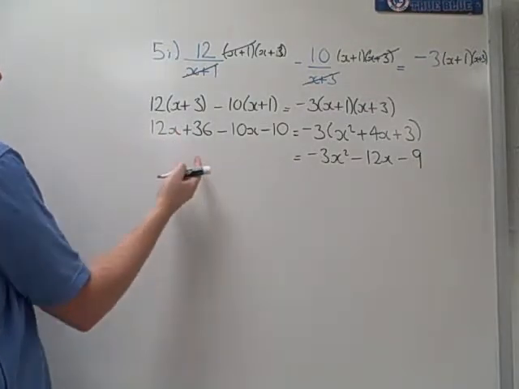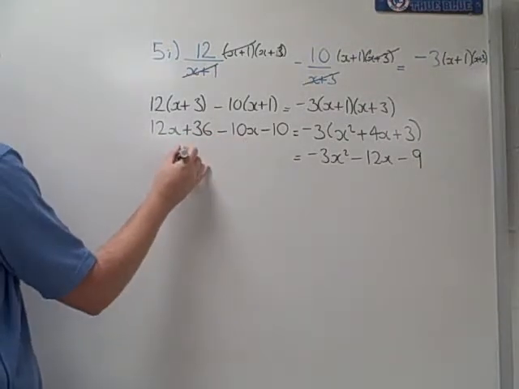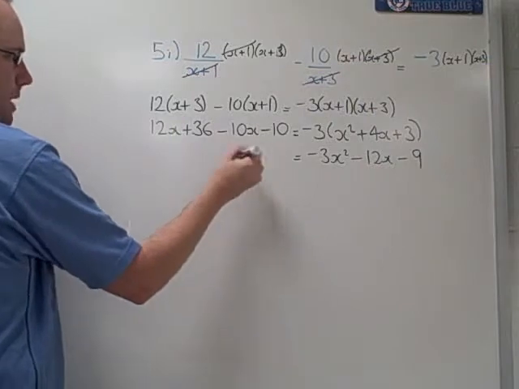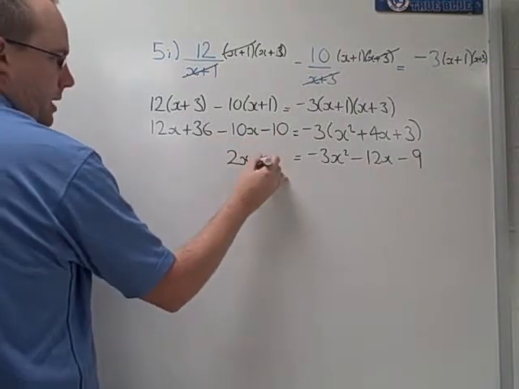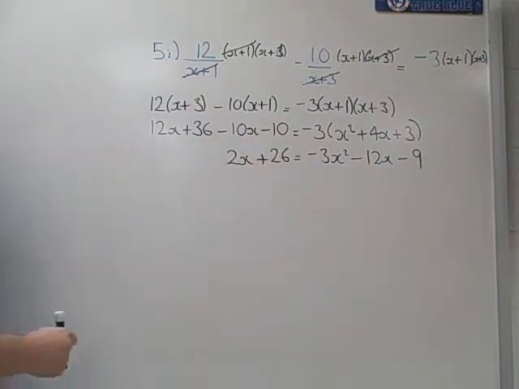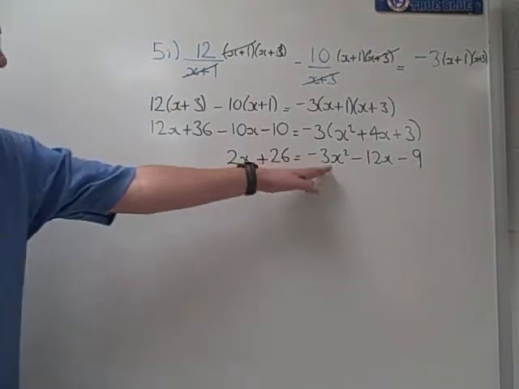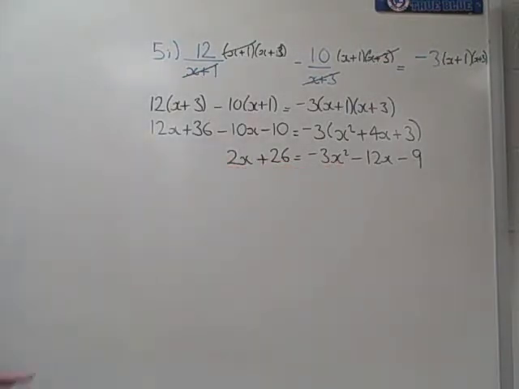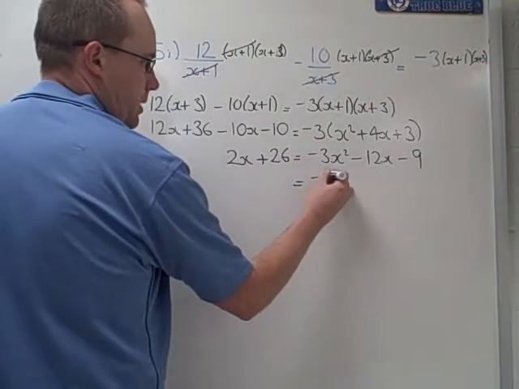And on this side I can simplify a little bit as well. 12x take away 10x is 2x. And 36 take away 10 is positive 26. Now I can see that this is a quadratic, so I want to set this equal to 0. So I'm going to bring everything across to this side. So I'm going to take away 2x from both sides.